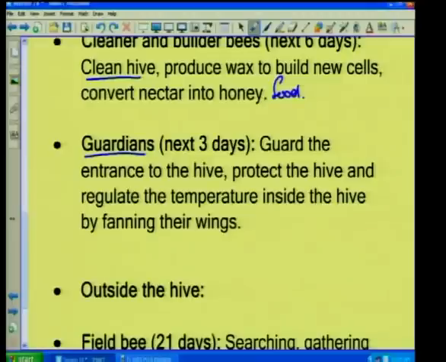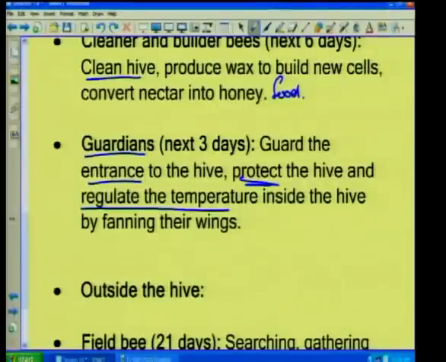And then we get the guardians. The guardians are for the next 3 days. So they only guard for 3 days. They make sure that the entrance to the hive is completely protected. Also, and I've actually seen this, when there's a veld fire and there's a beehive, these guardians flap their wings at the entrance to the hive, like crazy. Why? Because they regulate the temperature inside the hive and try to keep it cool even though there's a fire raging. You feel so sorry for them because eventually the whole hive just melts and breaks up. They use their wings for fanning and regulating the temperature. So they protect the hive and regulate its temperature.